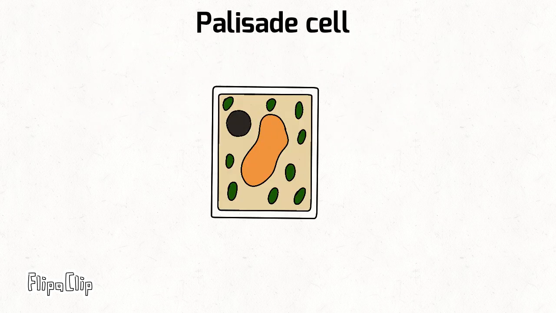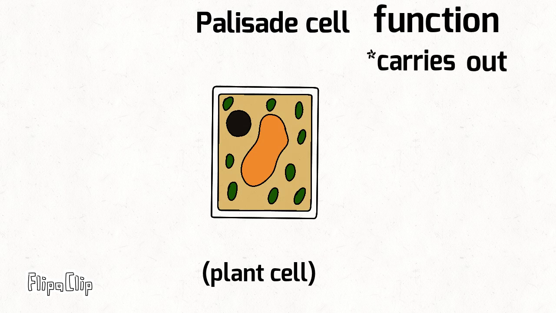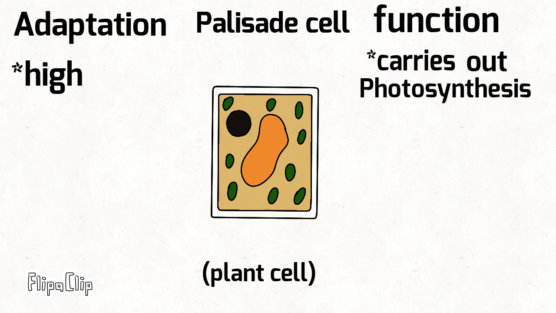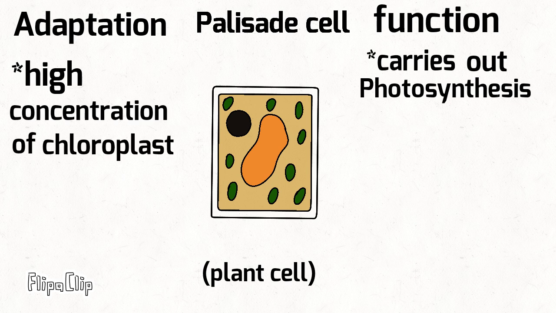Let's also have a look at the palisade cell, which we also refer to as the plant cell. It effectively carries out photosynthesis because of the high concentration of chloroplasts, which contain a green pigment known as chlorophyll that absorbs sunlight energy in order to make sugars.